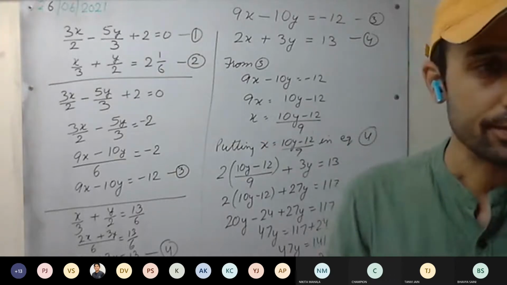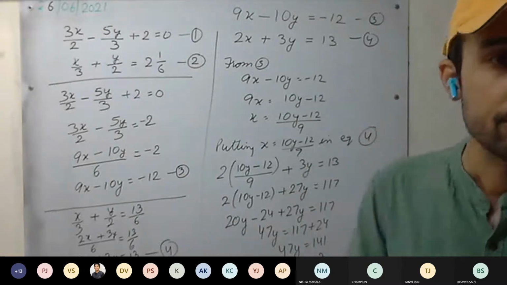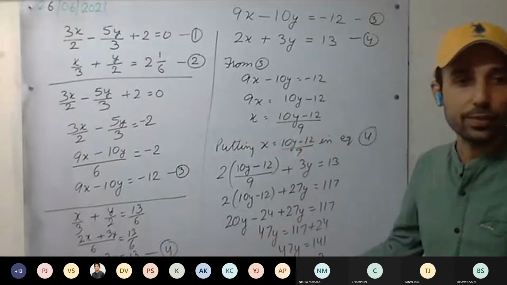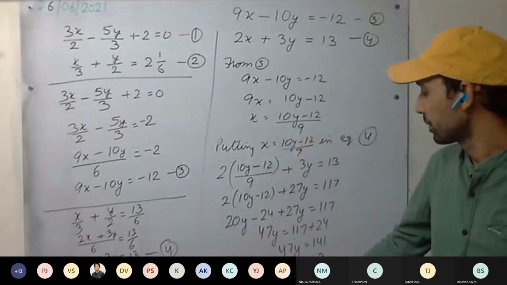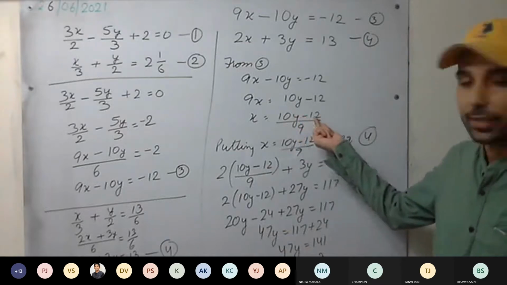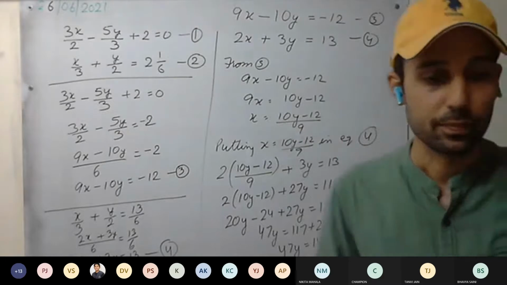Everyone calculate the value of x. You will get x equal to 2. y equal to 3, you are putting 10 into 3, 30. 30 minus 12 that is 18. 18 divided by 9 that is 2.